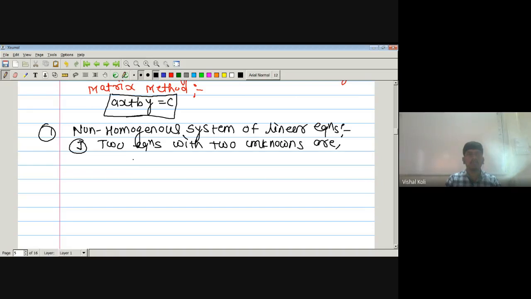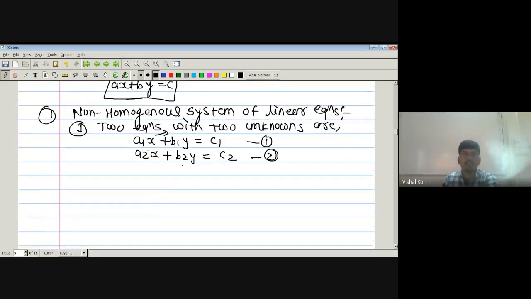That is, the first one is ax plus by equal to c, or we can take this as a1x plus b1y equal to c1, and a2x plus b2y equal to c2. So these are the two equations with two unknowns, x and y. Here we have to find the values of x and y, and a1, b1, c1, a2, b2, c2 are arbitrary constants.